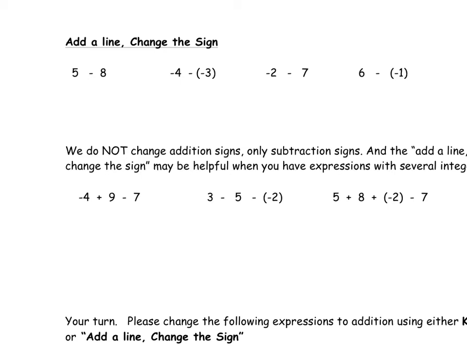What that means is for every minus sign we see, we add a line, and we change the sign of the number behind it. So let's see that again. We add a line to the minus sign, so it now is a plus, and we change the sign of the number behind it. On the second example, we find the minus, we add a line, so it becomes a plus sign, and we change the sign of the number behind it.